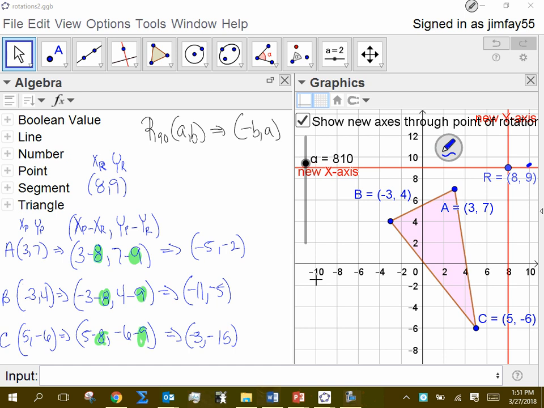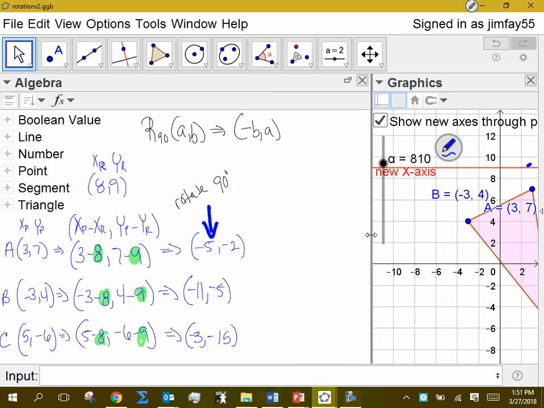So you use the new points that we found, then you rotate those 90? Yes. Good question. These points here are the ones that you are going to rotate 90 degrees. So let's do that. Let's rotate negative 5, negative 2, 90 degrees. That is going to provide me.